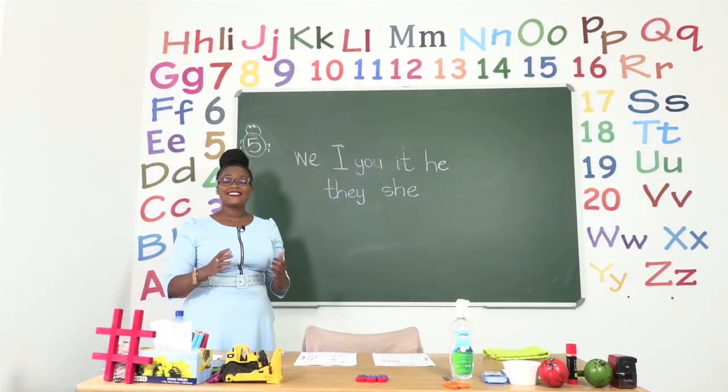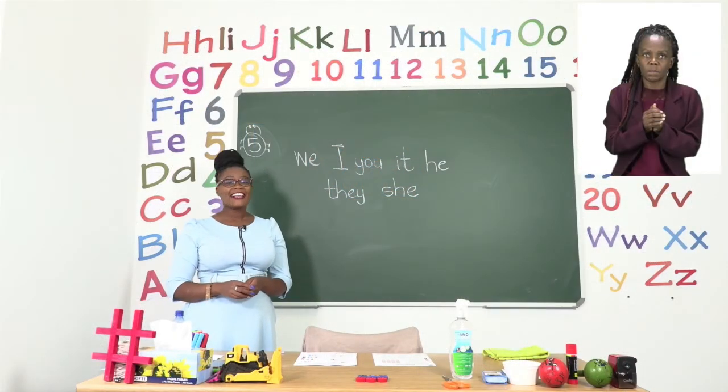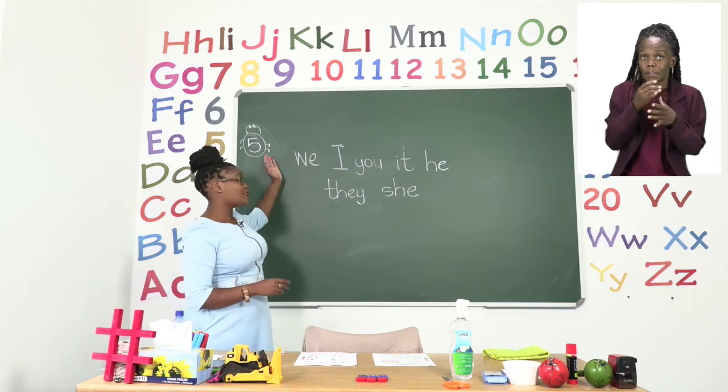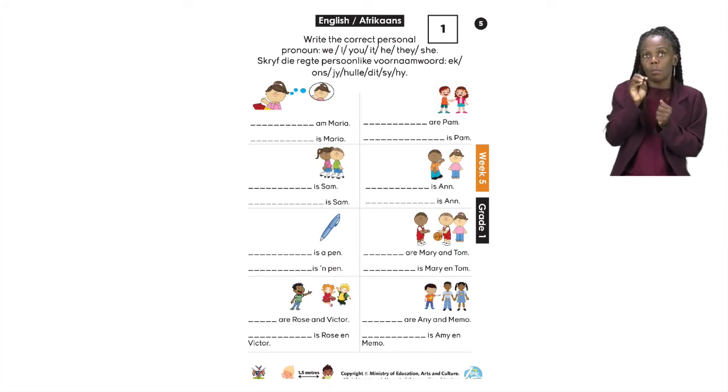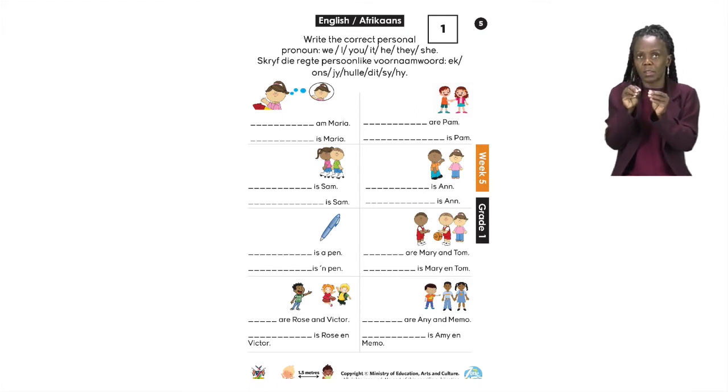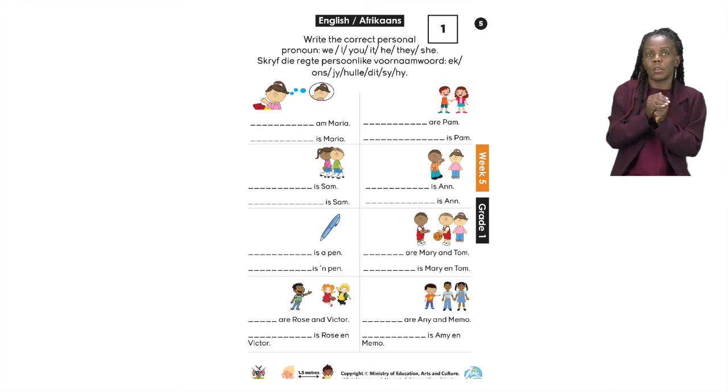For our last exercise today, grade 1s, let us take a look at page 5. On page 5, we have pronouns, personal pronouns. Now, a pronoun is a word that replaces a noun. And we are going to learn how to use the pronoun. Before we do this exercise, let me show you which pronouns mean what.